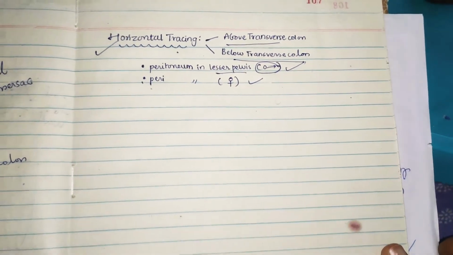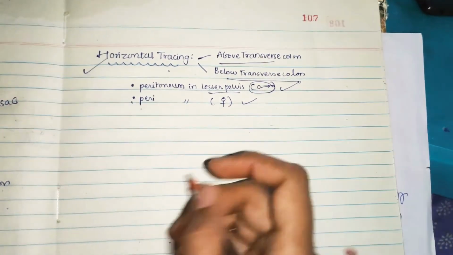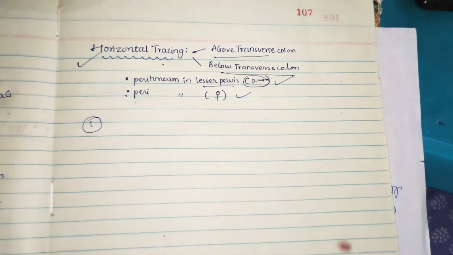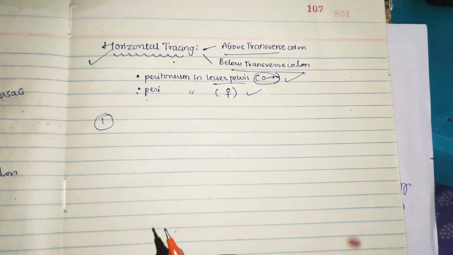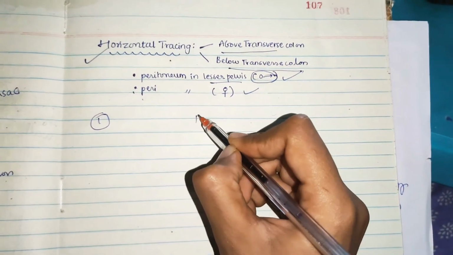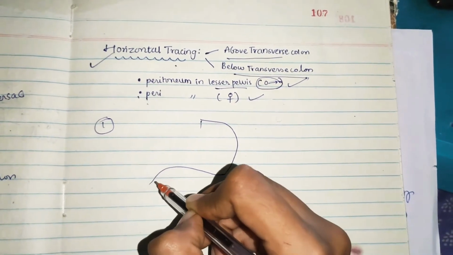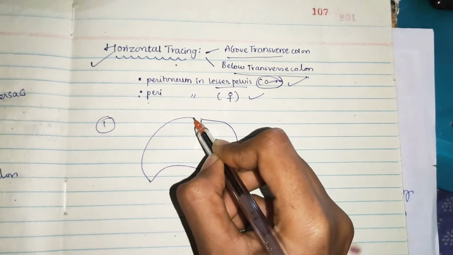So first let us start with horizontal tracing above the transverse colon. So this is the first one. Actually this is the outline of today's video. So first, above the transverse colon. Let us start drawing this diagram. So actually this is a peritoneal cavity. Okay. So as it's in a horizontal section, it will look like this.